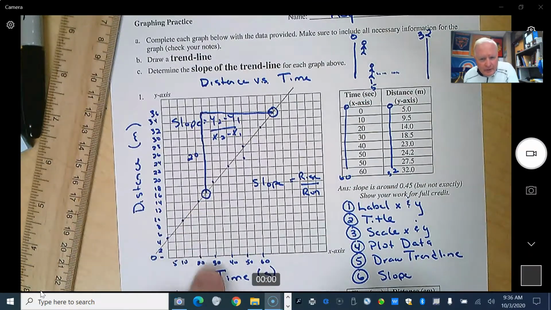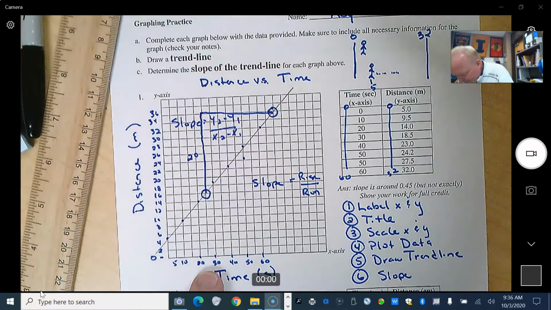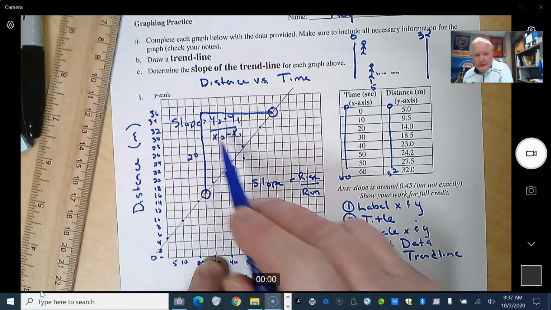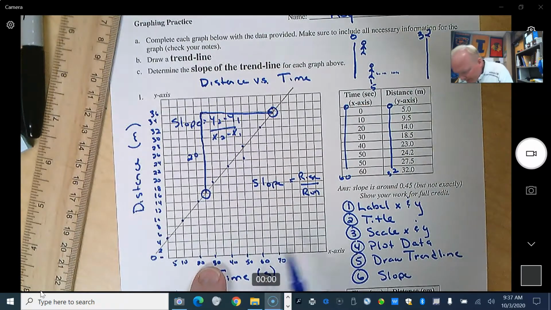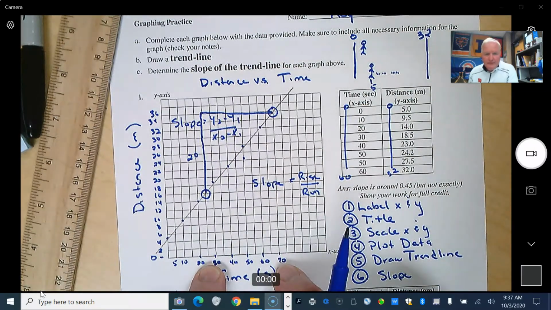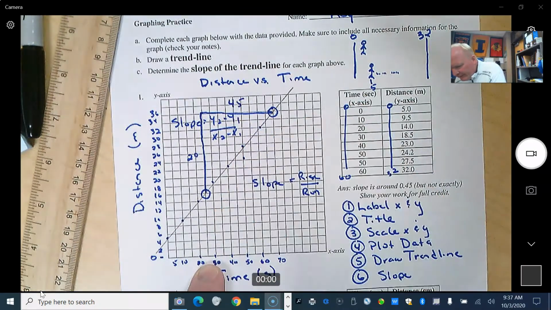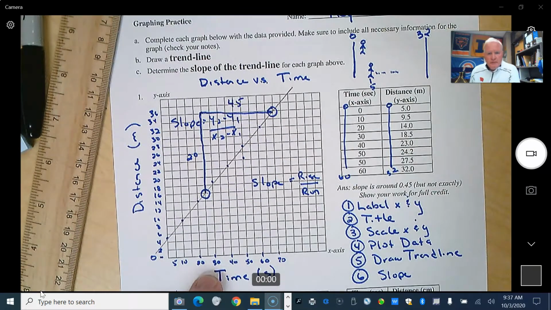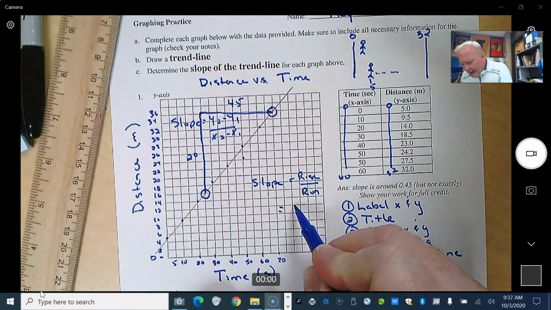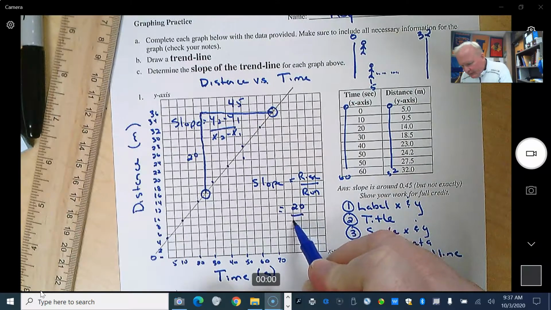And now I'm going to run. And so when I look at my run, I'm starting at 25 and I'm ending right here at 70. Okay, so here's my run. I start at 25. I'm ending at 70. And so my run is 45. All right. So now I've got the beginnings of slope. I can just go rise is 20 and run is 45.